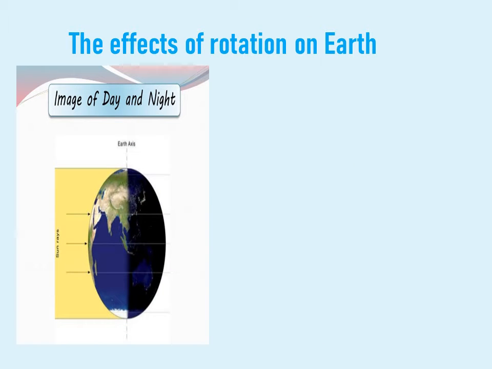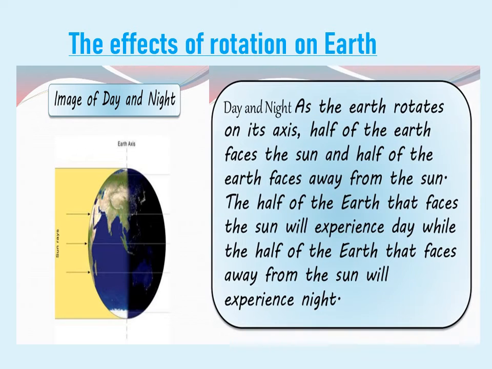So, you know what is the effect of rotation on Earth. The main effect of rotation is day and night. As the Earth rotates on its axis, you can see in the picture, half of the Earth faces the sun and half of the Earth faces away from the sun. So the half of the Earth that faces the sun will experience day, while the half of Earth that faces away from the sun will experience night. So the Earth's rotation causes day and night.